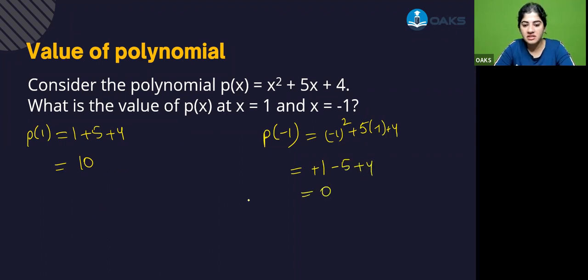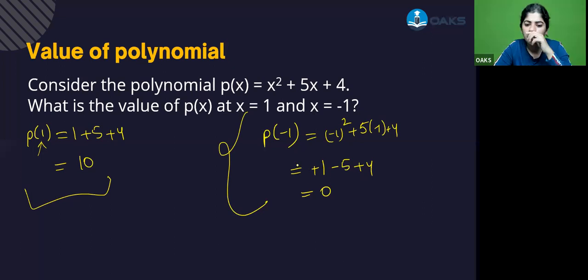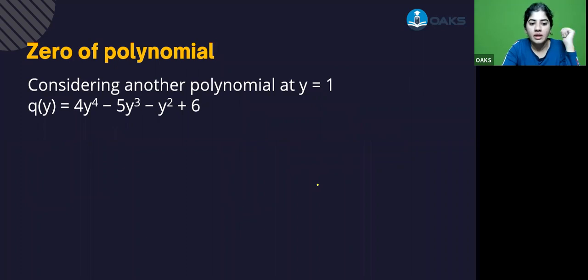So what is the difference between these two? We are putting some value in the place of x and we are getting 10 or 18 or something like that. But here there is a little difference. We are putting x is equal to minus 1 and we are getting 0. We are getting the value of the polynomial as 0. Now, what does that mean? Let's see. Just remember that one, okay? That we put x is equal to minus 1 and we get the value as 0.